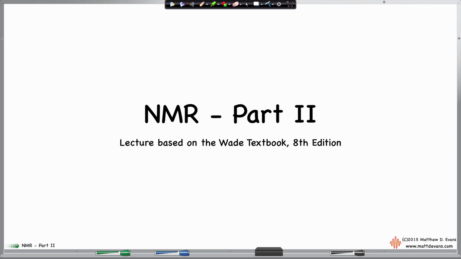In part 2 of our NMR discussions, we're going to be looking at the rest of the information that we can get from NMR. We've already covered signal. So in this section, we're going to be looking at chemical shift, we're going to be looking at integration, and finally splitting patterns. These are all pieces of information we can get from an NMR spectrum.